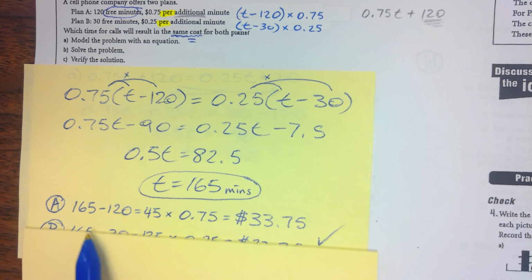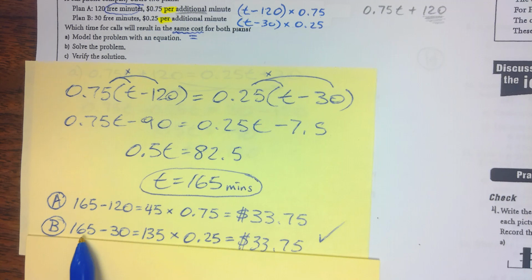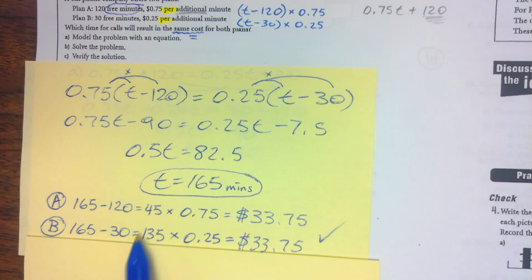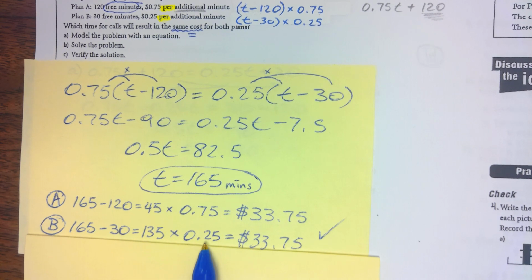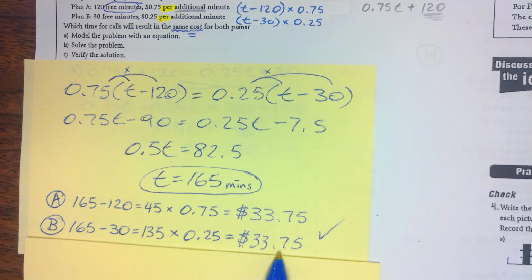Whereas plan B, if I talk 165 minutes, I only get 30 minutes free. That means I'm paying for 135 minutes, but it's cheaper. It's only a quarter each. And when I do the calculation, it's still 33.75. So it's correct. I know my answer is right. It's 165 minutes.